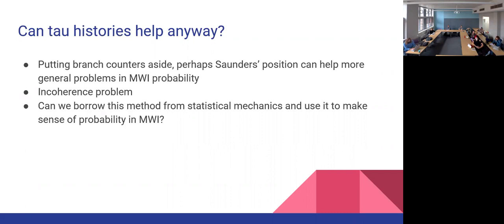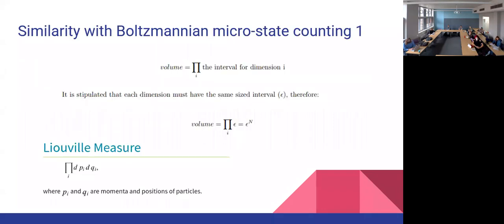So how much carries across from the statistical mechanics approach to the coherent history approach? Can we borrow this method from statistical mechanics and make sense of it in Everett? And what will it help us with? So to quickly introduce Boltzmannian microstate counting: Boltzmann's method involves counting the numbers of microstates energetically available to macrostates and comparing the ratio between them to arrive at an entropy difference.